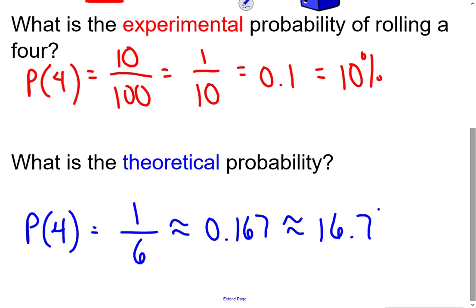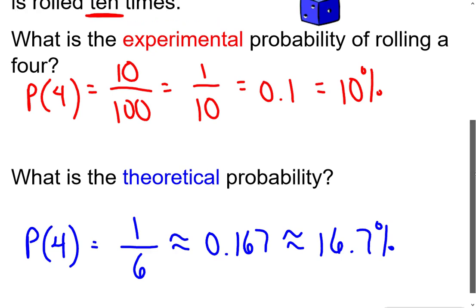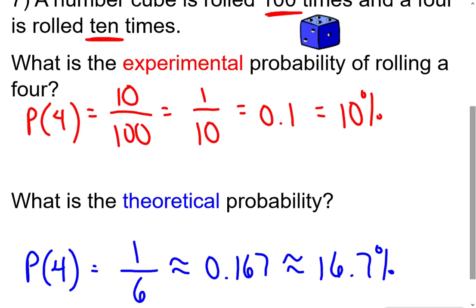approximately 16.7%. So what does this tell you about the person who was rolling this die 100 times? I would say, since they only ended up with 10 out of 100 and had 10%, they weren't as lucky as they probably should have been, because theory tells us that we should have ended up with more around 1/6 or 16.7% of the time getting that 4.